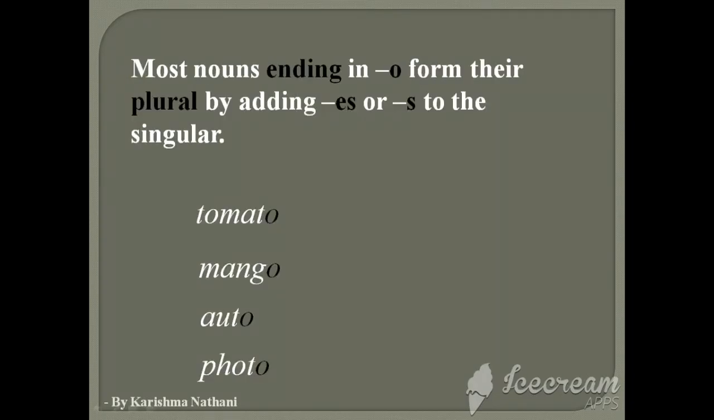Most nouns ending in O form their plural by adding es or s to the singular. For example, tomato. Plural of tomato is tomatoes. We do not have to remove anything, just put es or s at the end. Mango. The plural of mango is mangoes. Auto. The plural of auto is autos. Photo. The plural of photo is photos.